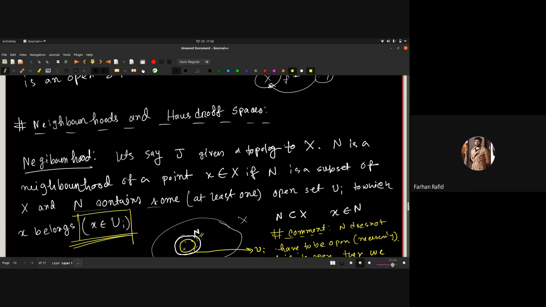What about if the small x is partially in the N? Okay. It has to be inside, and there is no partial thing.